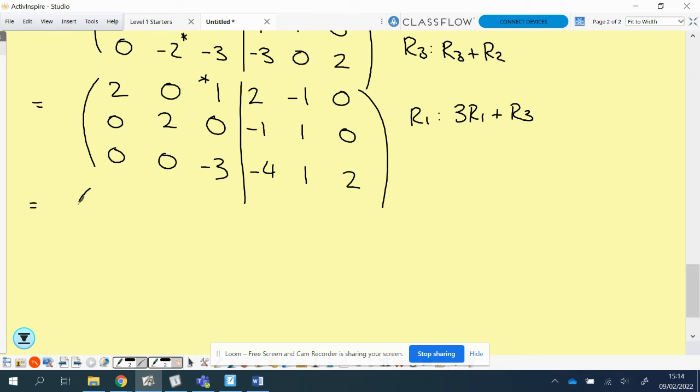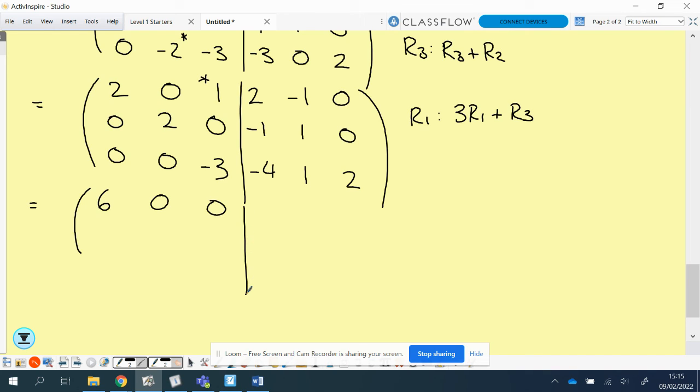So I get 2. Oh, that's not right, sorry. It's wrong straight away. I've still got times row 1 actually. Let's try that again. There we are. So 3 lots of row 1, 3 lots of 2 is 6, plus 0, that's just 6. Underneath, 6. 0 plus, well, that's just zeros there, they don't change. 3 lots of 1 plus negative 3, well, that's now 0.